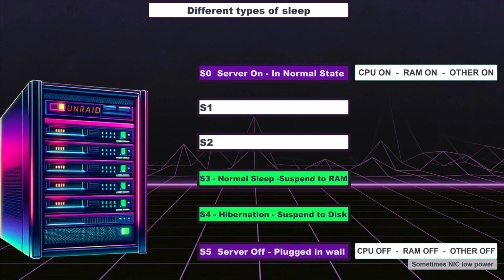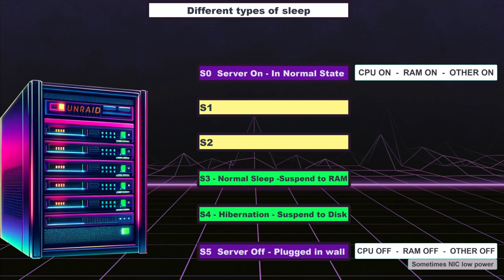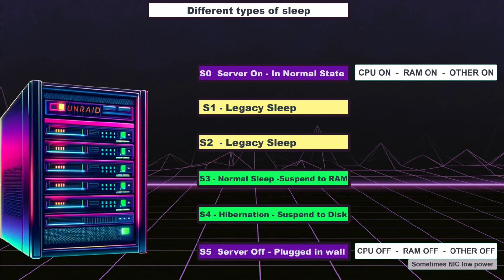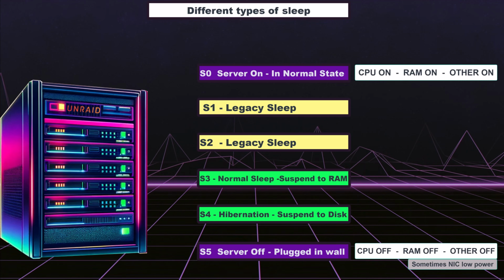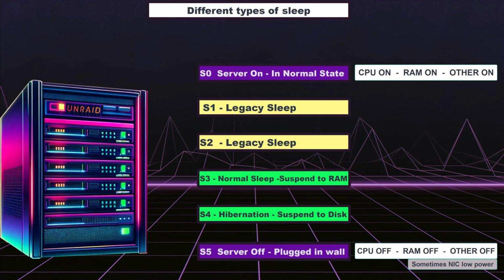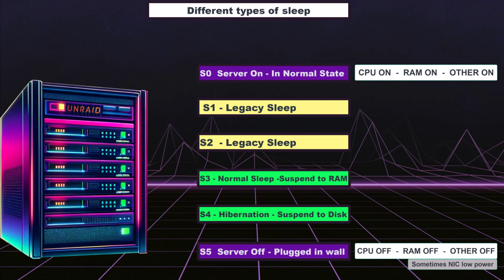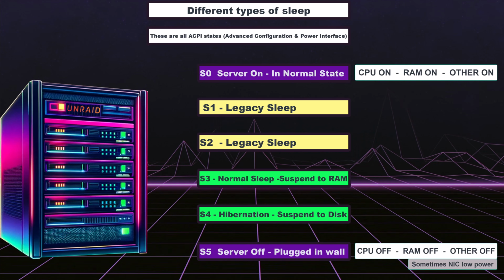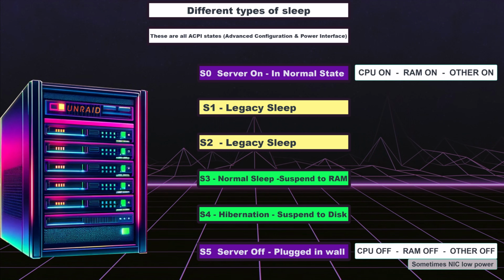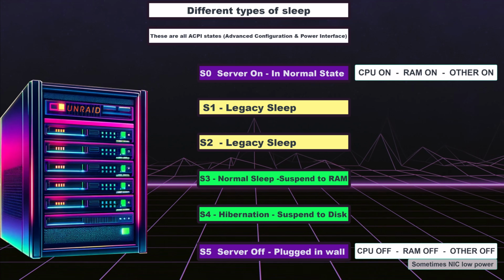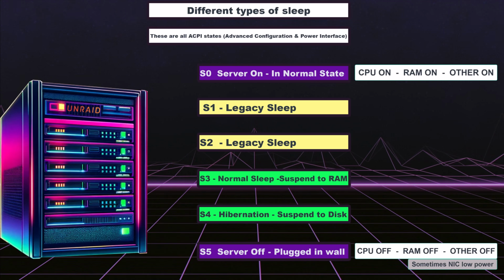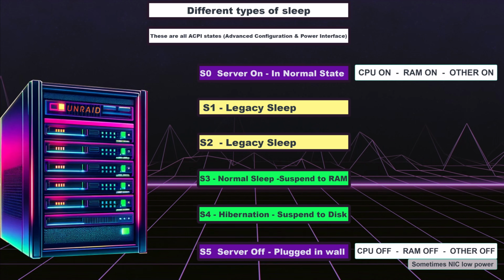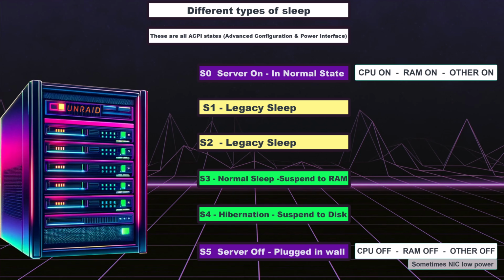So now let's talk about the S1 and S2 sleep states. I'd call these more kind of legacy power states. They're not really used much in modern PCs. These sleep states were more commonly used in early computers back in the late 1990s and early 2000s. It was this time where the ACPI, or the Advanced Configuration and Power Interface standard, was being developed. Before this, we had older power management standards such as APM, Advanced Power Management, but the S1 and S2 sleep states were some of the first states in the more advanced ACPI standard.